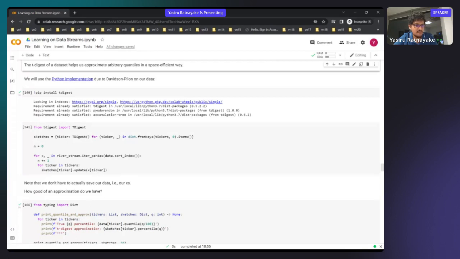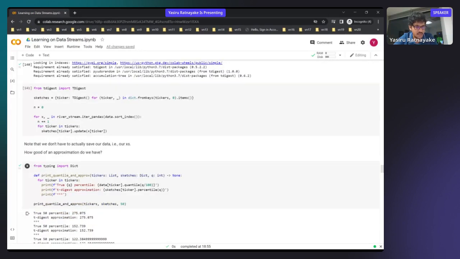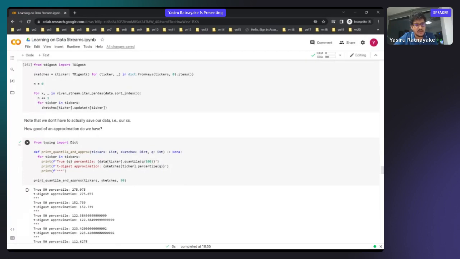So if this sketch is any good, then instead of this whole data object, which is a pandas data frame, I now have, for some of the questions that I'm interested in, this little dictionary of objects that ostensibly might be much smaller than your data set. It may not necessarily be the case here, but to see how good an approximation I've got, I'm going to define a little helper function to print both the true quantile and its approximation from tdigest.